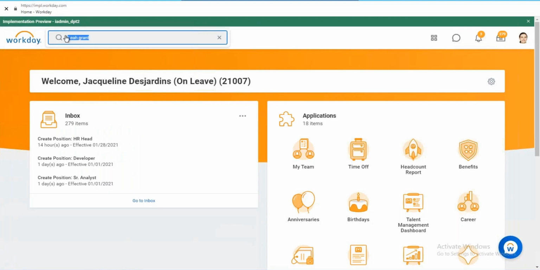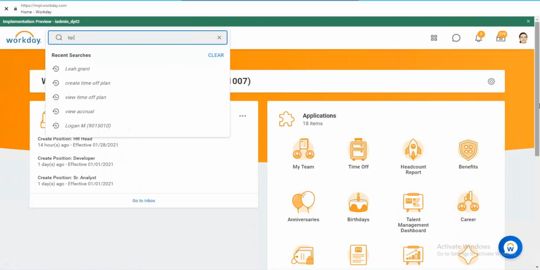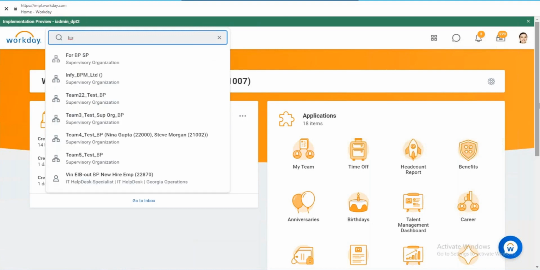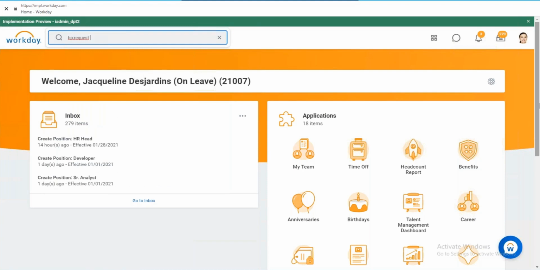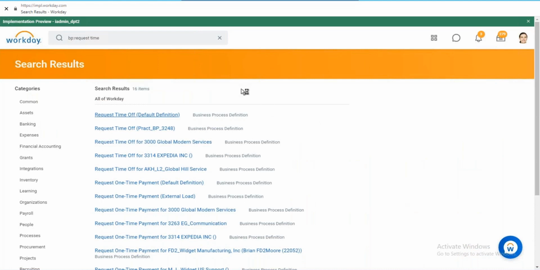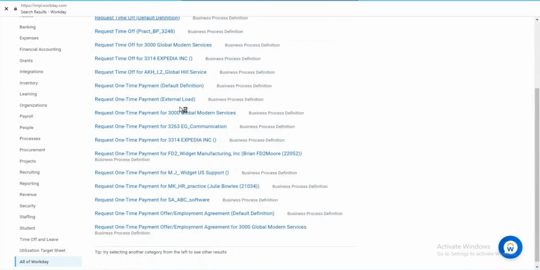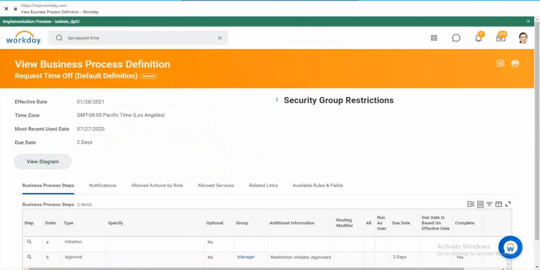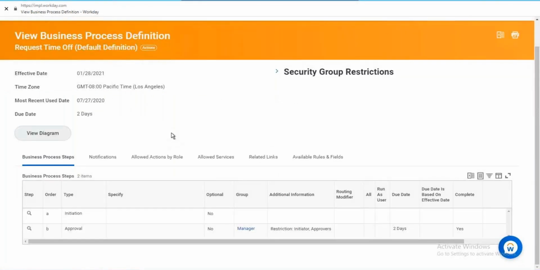So as I was stating, there are only two types of business process when it comes to time off plan. One is request time off and one is correct time off. But if you have an absence configuration like leave of absence, they will turn automatically into request absence and correct absence. Okay, request time off, this is the time off plan when you request the time off. This is the simple, basic definition.